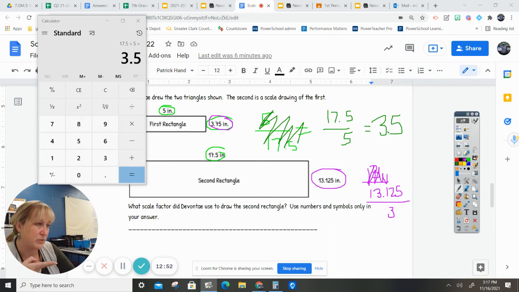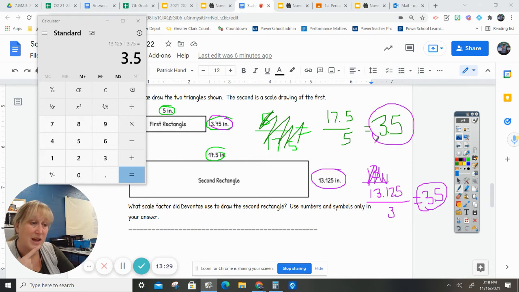Let's check and see if that equals the other one. I'm going to hit clear. 13.125 divided by 3.75. Whoa, hold on. 13.125 divided by 3.75. 3.5. Okay, and since they're the same, guess what our scale factor is?